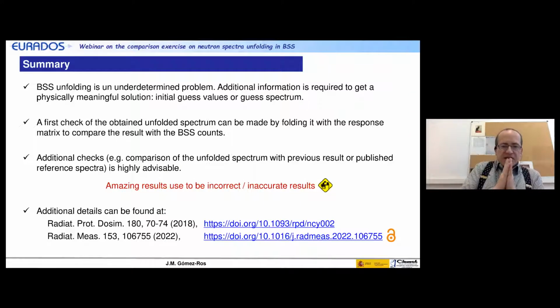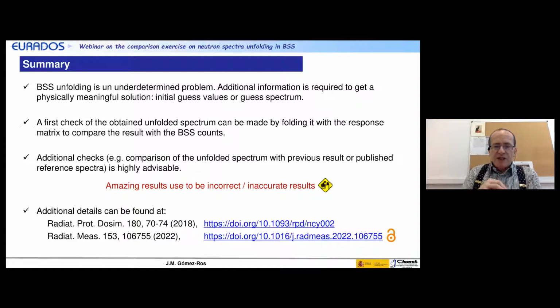Well, in summary, before going to the discussion of the results of the exercise, which I think is the most interesting part of this webinar: first, unfolding with the Bonner sphere spectrometer is an undetermined problem, so it's essential to have additional information to get a physically meaningful solution, because otherwise there are infinite possible mathematical solutions. There are some checks that it is necessary to do, because there are some necessary but not sufficient conditions that can be verified with the solution. One very simple check is to fold the response matrix with the unfolded spectrum, and we should obtain the counts we measured previously. Additional checks should be done to have more guarantee that the solution is correct.